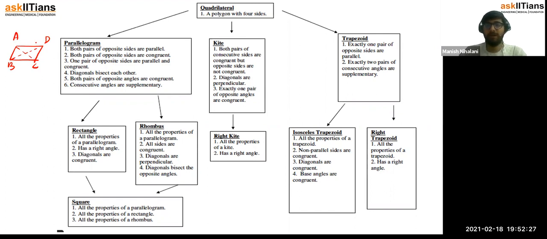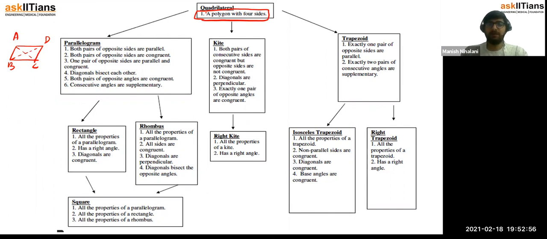And we have already discussed that a polygon can have n sides. So we are just talking about a quadrilateral, that is a polygon with 4 sides. Okay, these are its bifurcations. So parallelogram, kite, and trapezoid are the 3 major bifurcations of a quadrilateral. The rest are special cases. That is, when we talked about special parallelograms, we know them as rectangle, rhombus, and square. They are the special parallelograms, right?